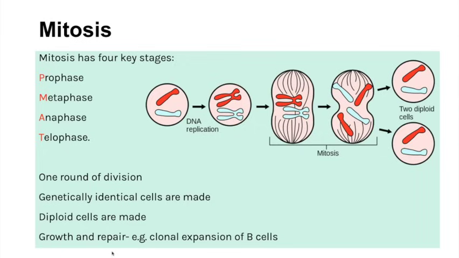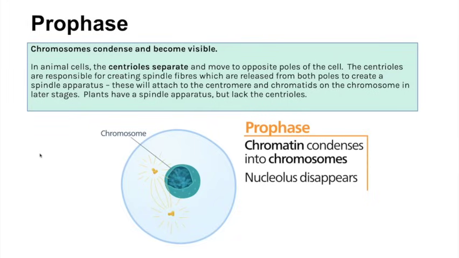The key facts about mitosis are it's only one round of division, genetically identical cells are created, the cells are diploid, which means there are 2 copies of every chromosome, and this stage is used for growth and repair. So a specific example of that, which we'll see later in this video, is the clonal expansion of B cells. So that is growth in the sense of we're creating lots of new cells. So in prophase, the chromosomes will condense and at this point they become visible.